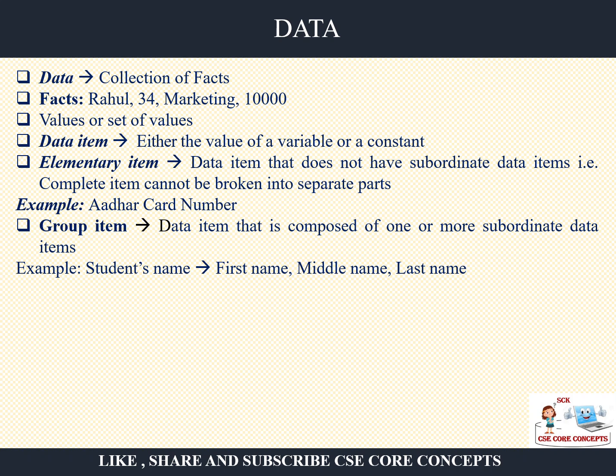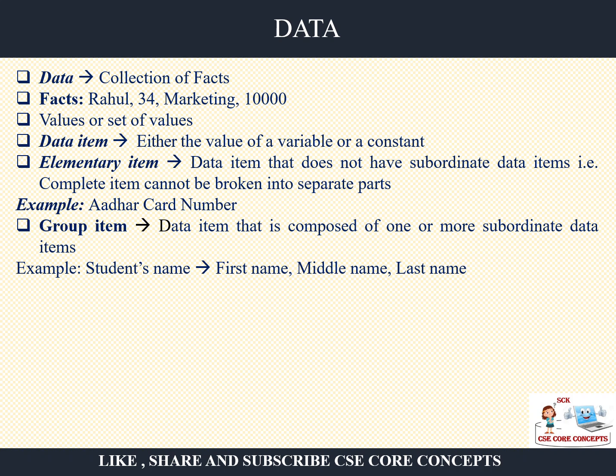So what is data? If I have some facts and if I collect many facts, it becomes my data. So what is a fact? Let us say for example, I am telling a few words: Rahul, 34, marketing, 10,000. This is a value. Rahul is a value, 34 is a value, and all together make up a set of values. So a data item is what? Either it can be a value of a variable or it can be some constant value.